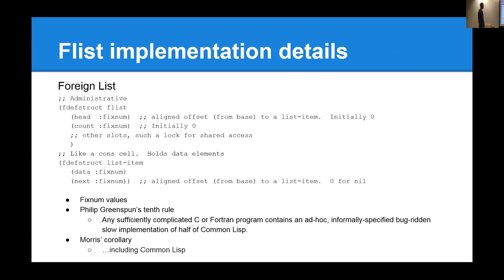So now I'm going to discuss how we might implement some of these out-of-heap data structures. This is a call to the fdefstruct macro. We're going to describe how we might make a foreign list. I have an administrative data structure which has a pointer to the head of the list and a counter, just to be interesting. And then we have a list item element, in a list that only holds fixnums.